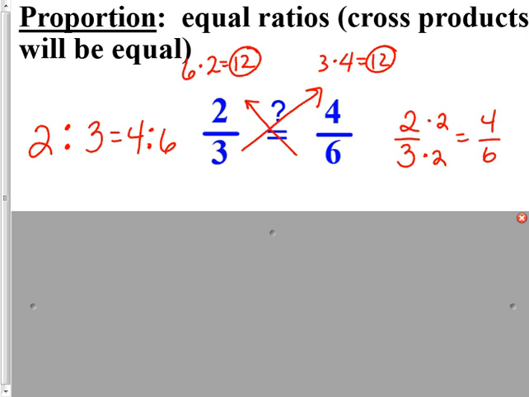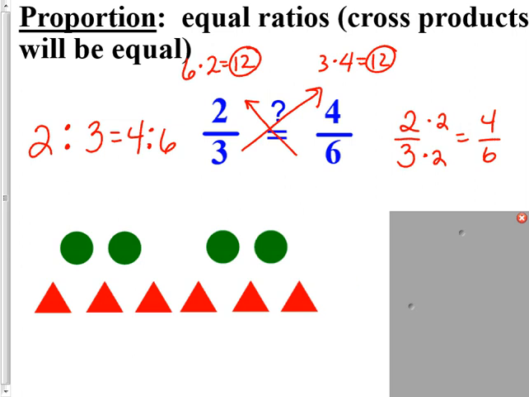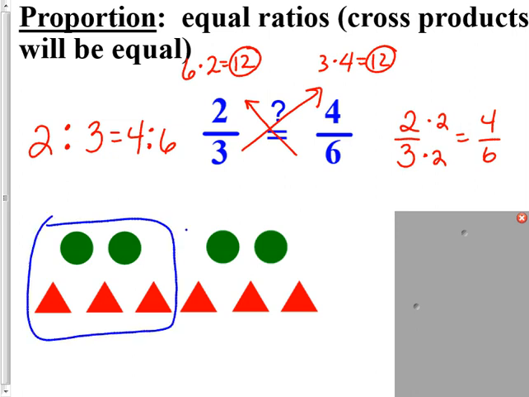Another thing you could do to see if two ratios are equal is draw a picture of them. I can look at a ratio of 2 to 3, and in this picture, for every 2 green circles, there are 3 red triangles. When I put in another group of 2 green circles and 3 red triangles, that now gives me a ratio of 4 to 6. Notice that the ratio of 4 to 6 has 2 smaller groups that are each 2 to 3. That shows me that the ratios of 2 to 3 and 4 to 6 are equal. Therefore, they do form a proportion.